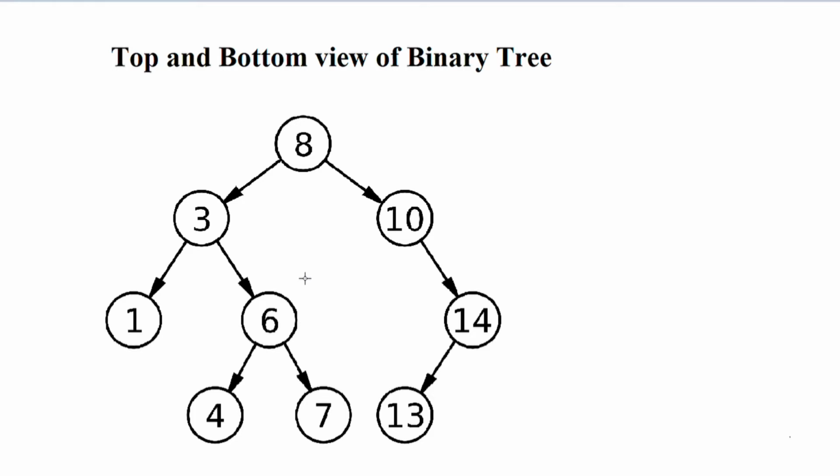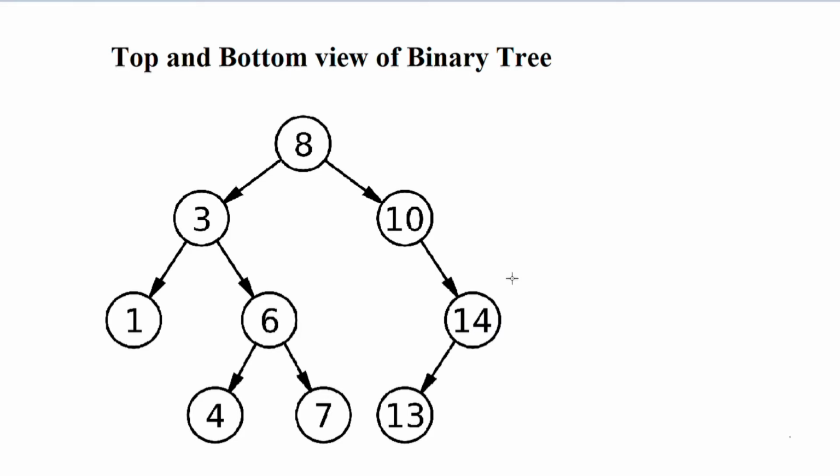Try to think that this is a 3D image. Which nodes will you see if you look at this image from the top? Let's see. I'll see 1, 3, 8, 10, and 14, and the rest of them will be hidden.